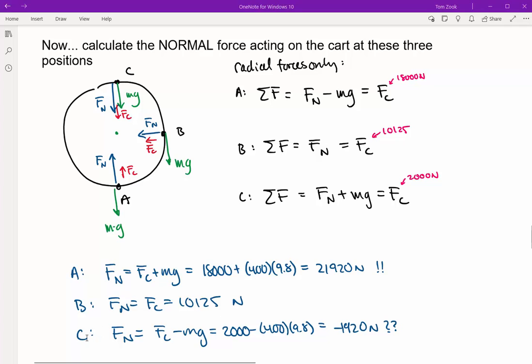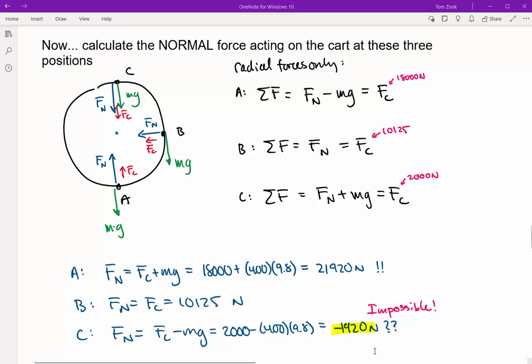For point C, we're getting a negative force. That means the normal force wouldn't be in this direction. It would have to be pushing the other way, like gluing it down. So we run into the problem here of negative normal force. That can't happen. Right? That's impossible. So the question becomes, you can't have negative normal force.